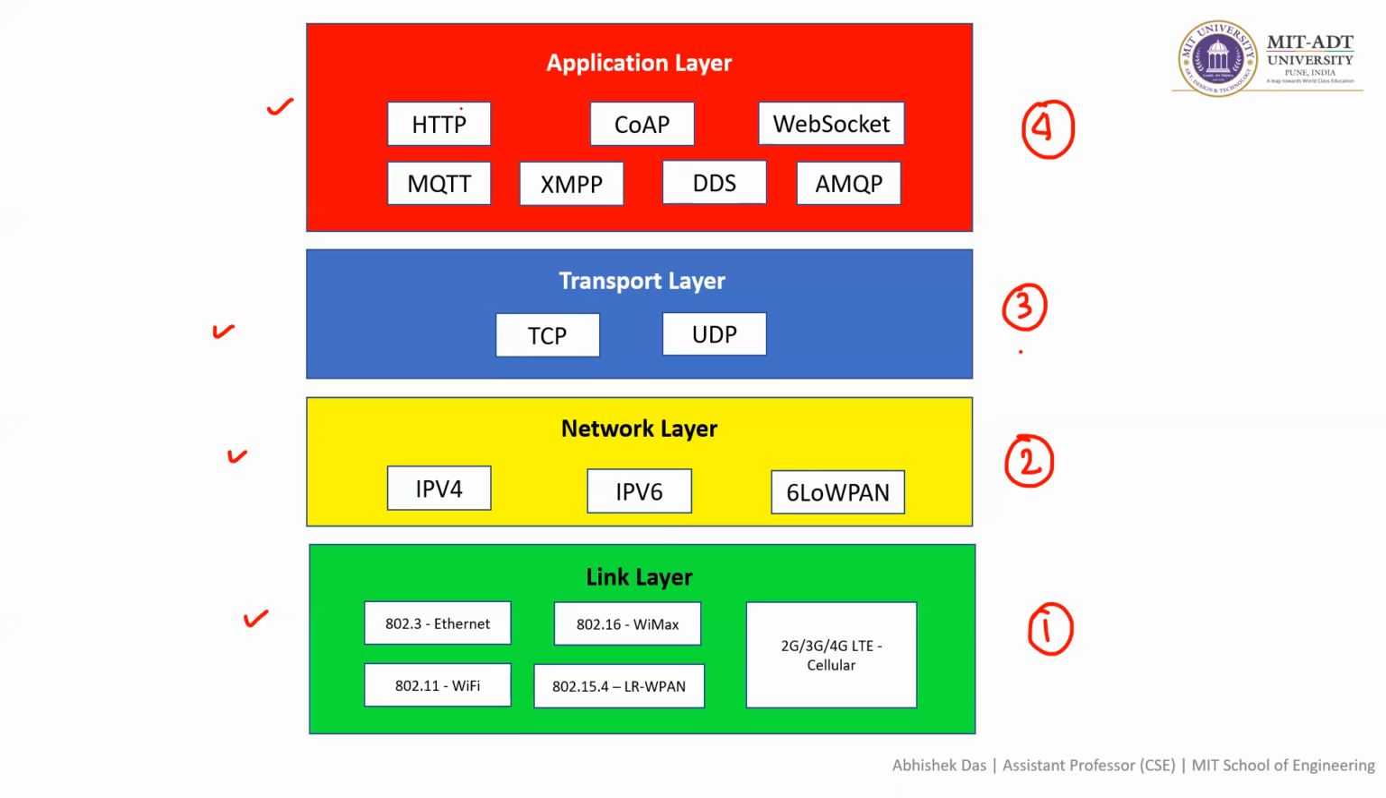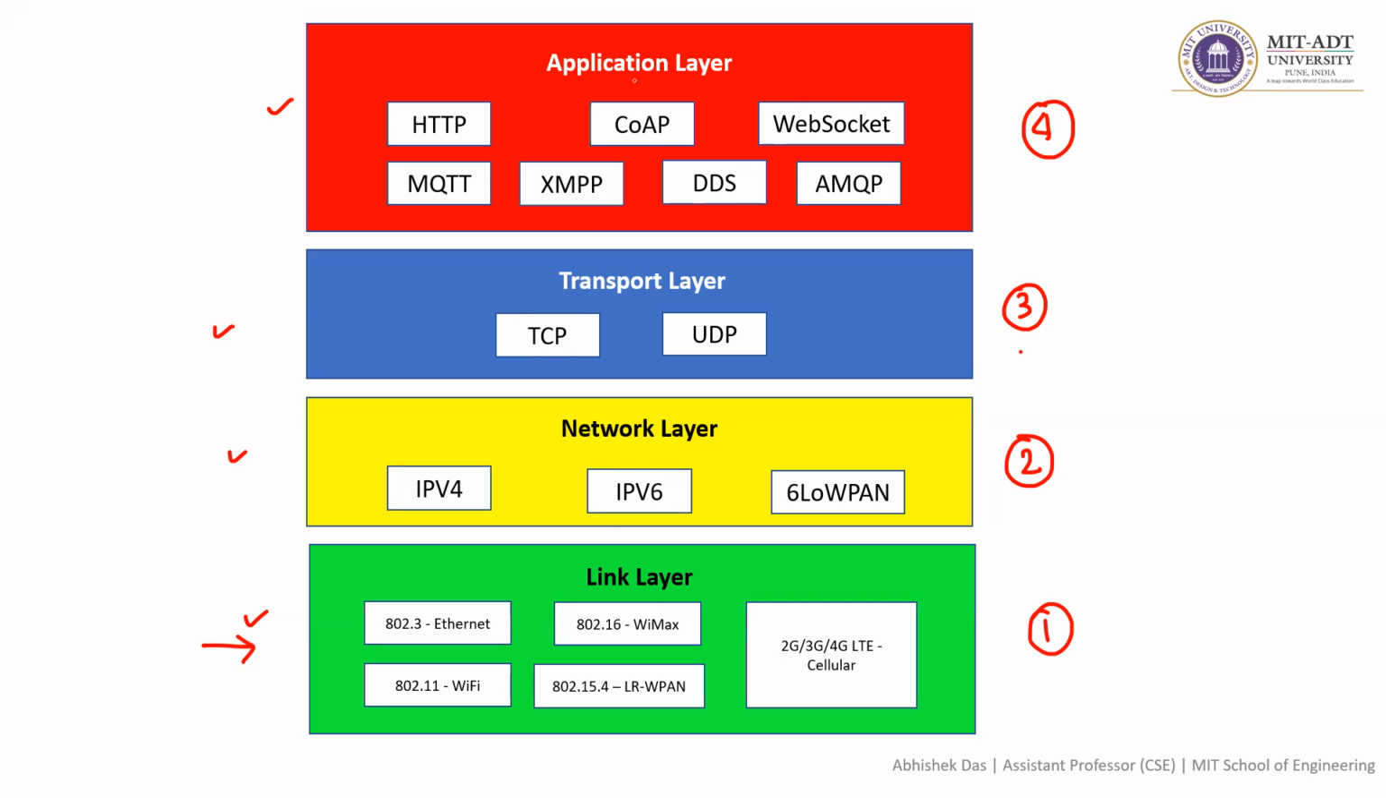Now I'll explain these different protocols one by one. I will start with the first layer, the link layer: Ethernet, then Wi-Fi, then WiMAX, then LR-WPAN, then 2G, 3G, 4G LTE connections. All of these protocols I will explain separately from the next class.